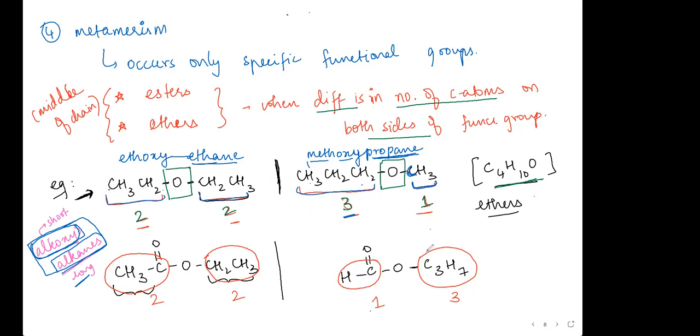Another point: this type of isomerism is called metamerism, and the compounds themselves are called metamers. This pair is called metamers. Generally, we call the compounds isomers, but if those isomers specifically show this type of isomerism, we call them metamers. Just the name of this type.